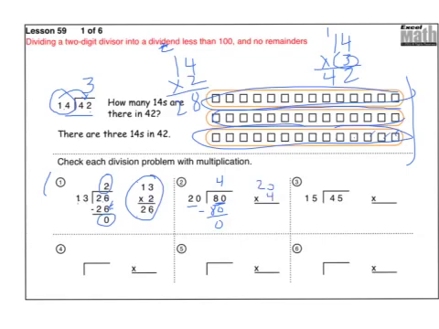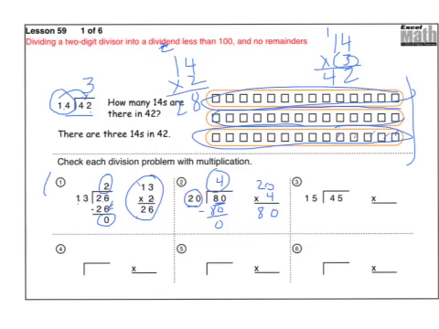times 4. Go ahead and do that on your paper. And 0 times 4 is 0. 2 times 4 is 8. These numbers came from right here, 20 times 4. All right, why don't you pause the video and try number 3 on your own, and then turn the video back on to see the solution.